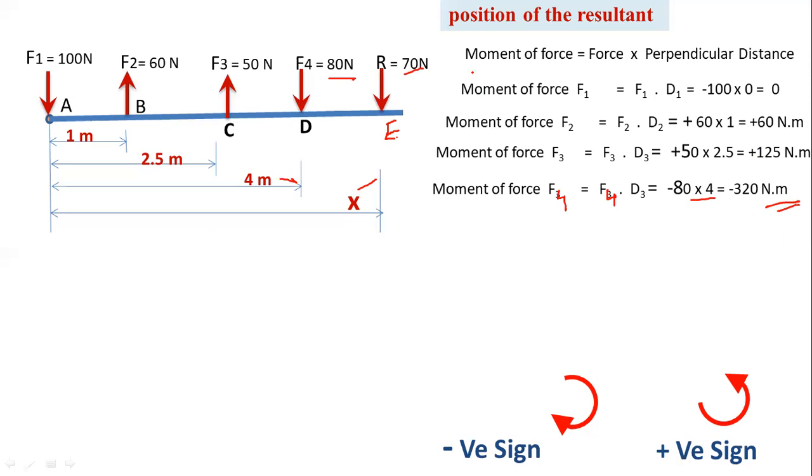In a similar way, for the moment of the resultant, the distance between resultant and point A is x. The value is 70 into x for the moment of resultant. This resultant force forms a clockwise couple, that means negative sign. Minus 70 into x. Here, by using these forces, you have to find out the value of x, that is the position of resultant from point A.